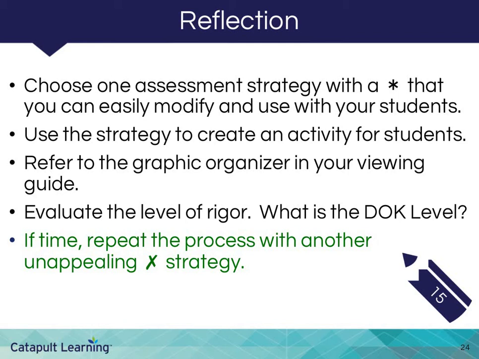Which star strategy did you pick? Which X strategy did you pick? What did you adjust to increase the rigor? How do we know if your 2 new activities have at least a depth of knowledge level 3? See what we did there?